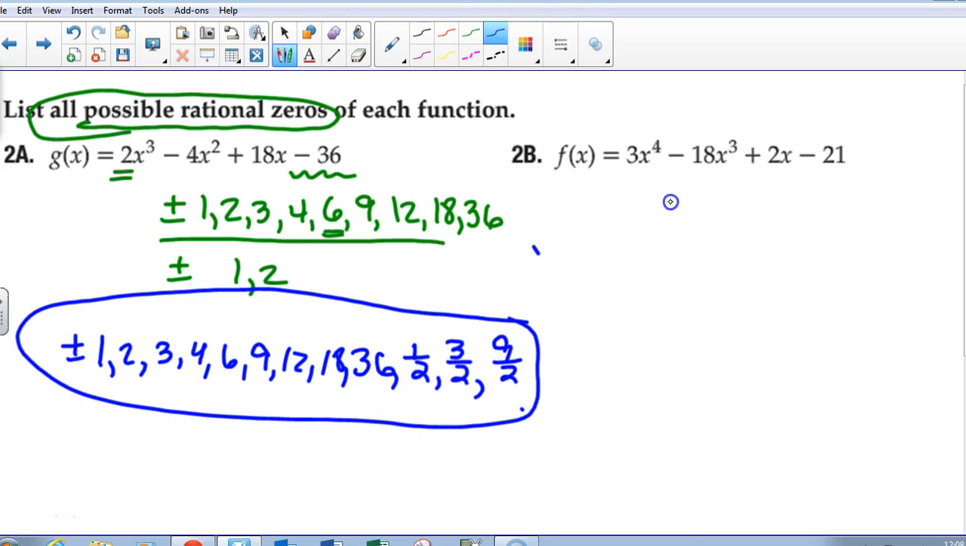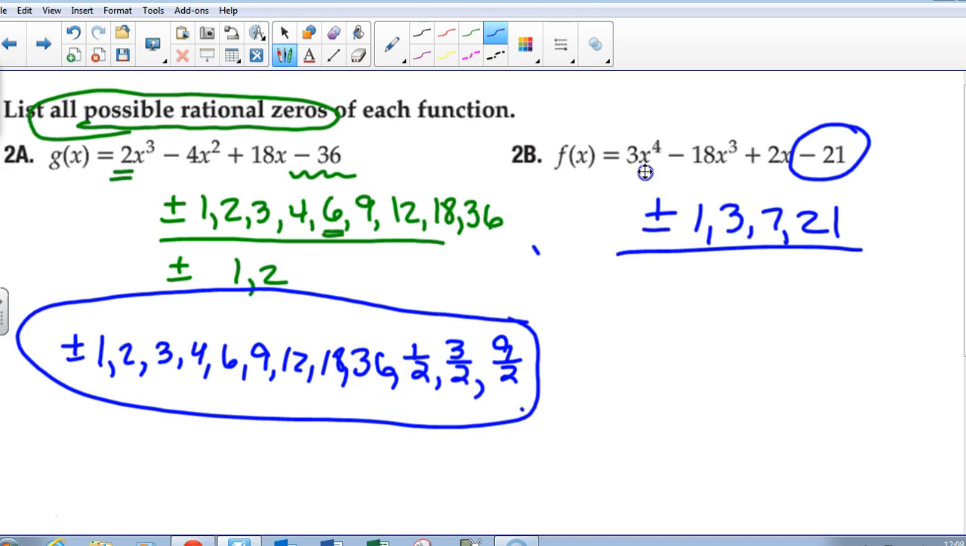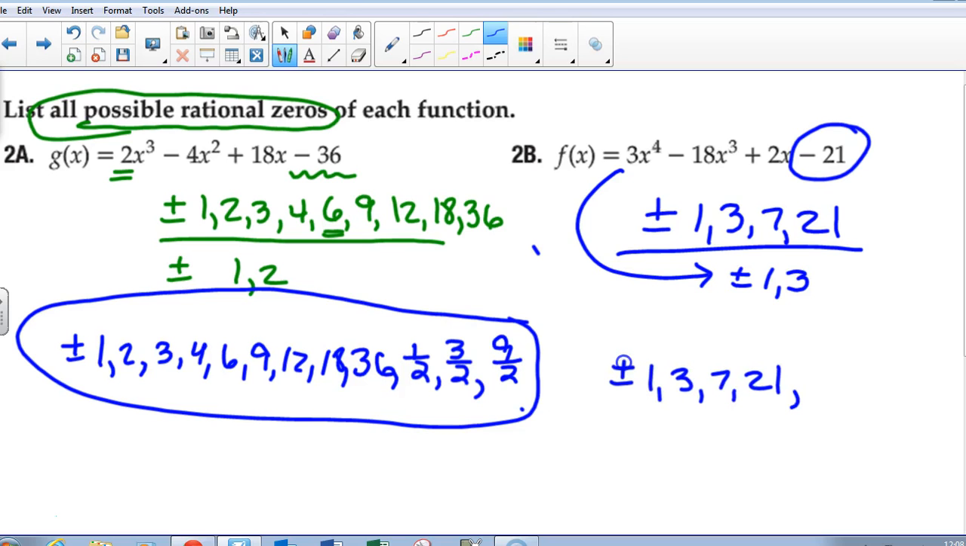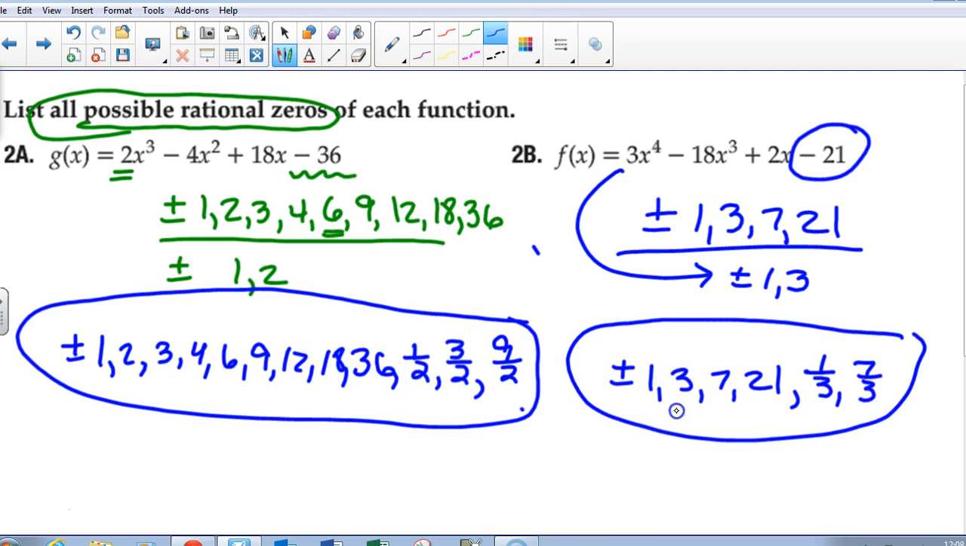Let's try this one, though. What are the factors of the constant? 1, 3, 7, and 21. Yep. And the factors of the leading coefficients? So if we put them all over 1, we'd have 1, 3, 7, and 21. What else, though? 21/3 is 7. Do we have them all? Okay. That's a more manageable list that I could ask you to do on a test or quiz, okay?